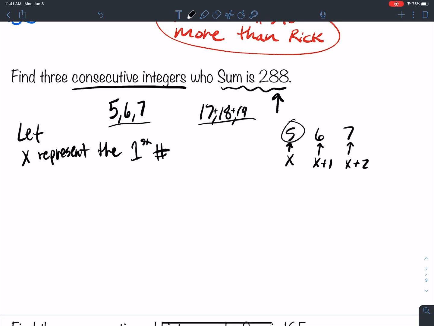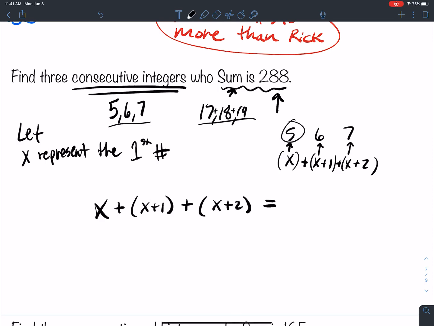And so to find 3 consecutive integers who add to 288, I do the sum, right? So X plus X plus 1 plus X plus 2 equals 288, okay? So now I'm going to collect like terms. There's 1, 2, 3 x's, so that's 3x. And then 1 and 2 make 3. So 3x plus 3 equals 288.